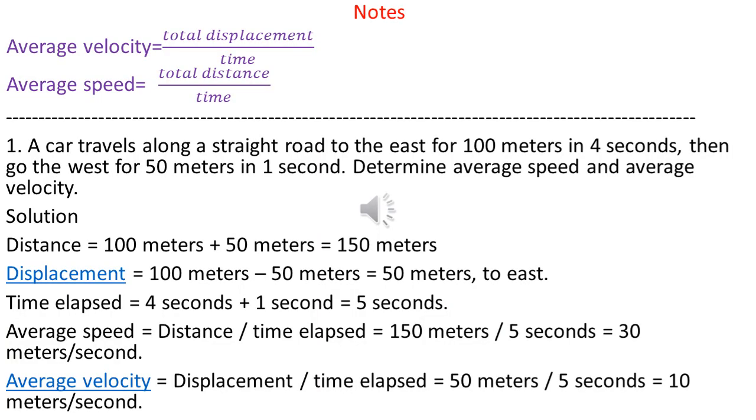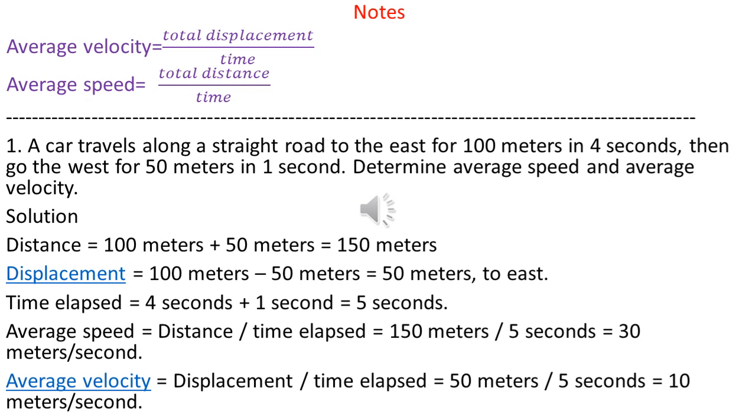Some important notes: the average velocity and average speed. Average velocity is the total displacement over total time. The average speed is the total distance over total time. What is the difference between displacement and distance? Displacement is a vector quantity that needs direction. Distance is the total distance that the body has traveled in the past.